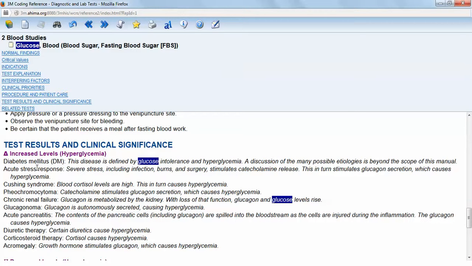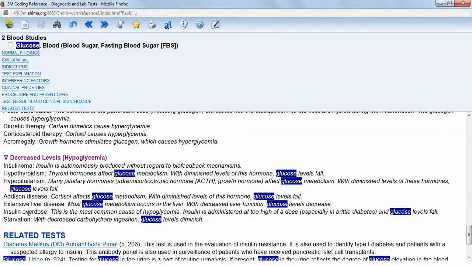It will give you just some extra information, and then it will give you test results and clinical significance. So here, if you have increased levels, hyperglycemia, it could be any one of these. It could be diabetes, it could be Cushing's syndrome, it could be chronic renal failure, it could be acute pancreatitis, it could be diuretic therapy, it could be corticosteroid therapy. Many times cortisol or corticosteroids increase your blood glucose and you have hyperglycemia. If you have decreased levels, hypoglycemia, you could have insulinoma, hypopituitarism, extensive liver disease, insulin overdose, starvation.